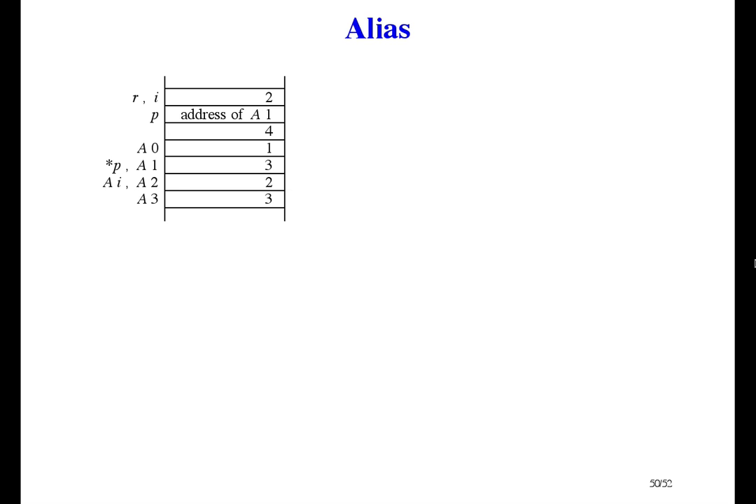Here's a standard sort of picture people draw to represent the state of a computation. Variable I has value 2, and R is a reference parameter that stands for variable I. P is a pointer variable that points to an array element 1 at the moment. As you can see, a storage location may have no name, it may have one name, it may have more than one name. When a storage location has more than one name, the names are called aliases. And aliases are a problem for reasoning.